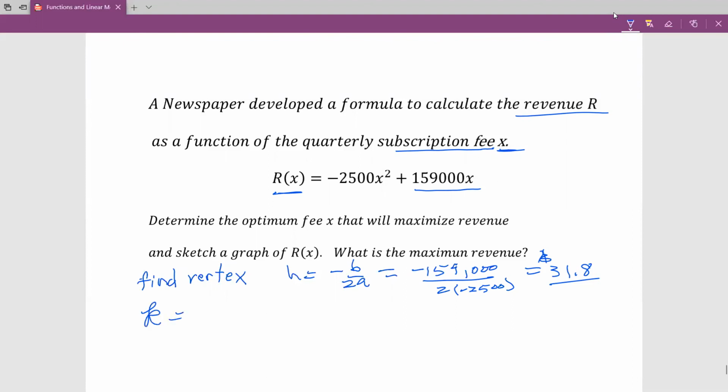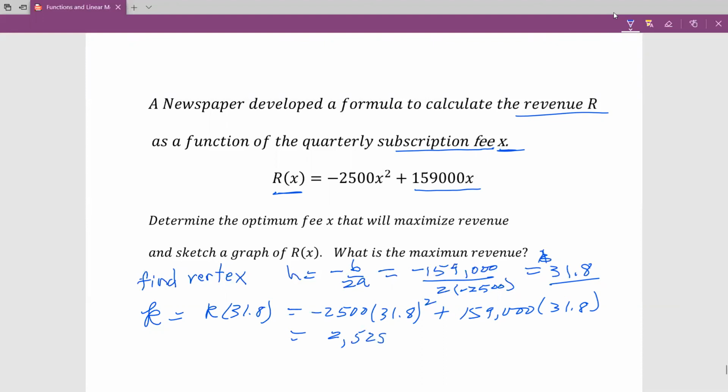The k value is just plugging in 31.8, which would be -2,500 times 31.8 squared plus 159,000 times 31.8, which is equal to 2,528,100. So the vertex is 31.8 and 2,528,100.